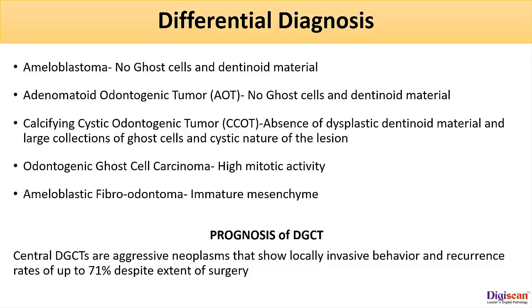Then we have odontogenic ghost cell carcinoma. This is a malignant tumor and shows high mitotic activity. And lastly, we can confuse it with ameloblastic fibroadenoma, which has immature mesenchyme in contrast to ghost cell tumor, which has mature mesenchyme. Prognosis of ghost cell tumor: central ghost cell tumors are aggressive neoplasms that show locally invasive behavior and a recurrence rate of up to 71% despite the extent of surgery performed.